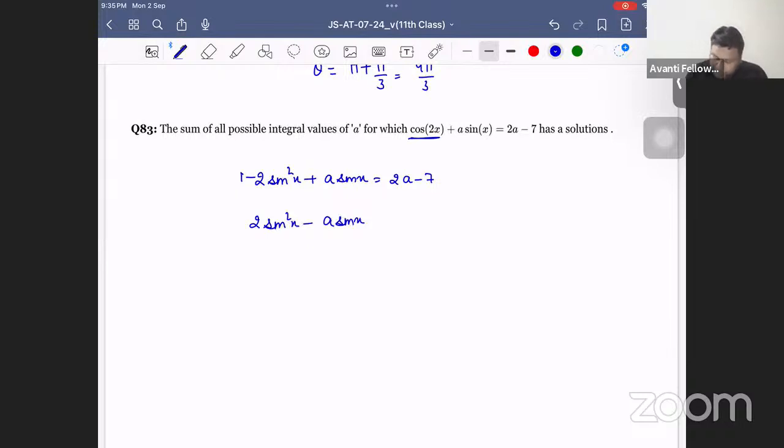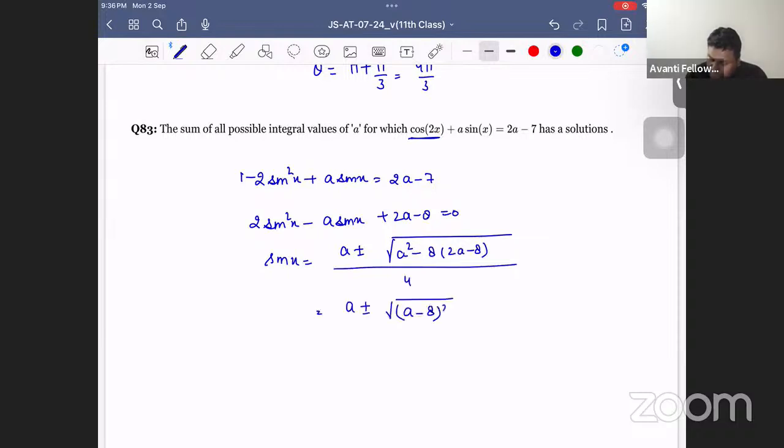Now let's solve it. Sine x will be a plus minus under root of a square minus 8 times 2a minus 8 upon 4. So it is a plus minus under root of a minus 8 whole square by 4.